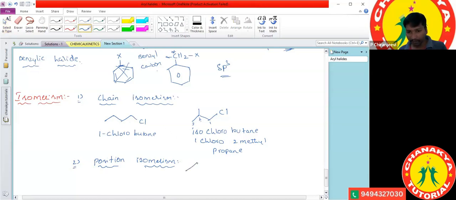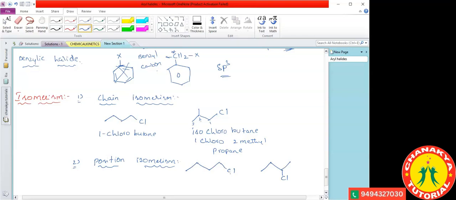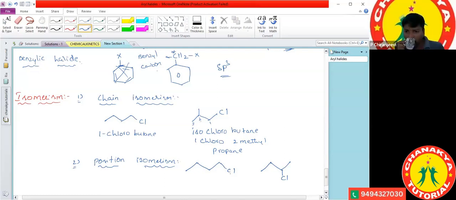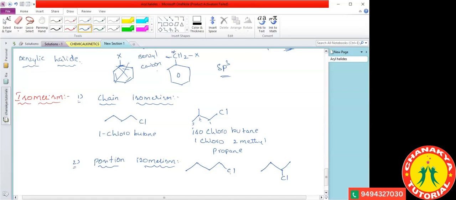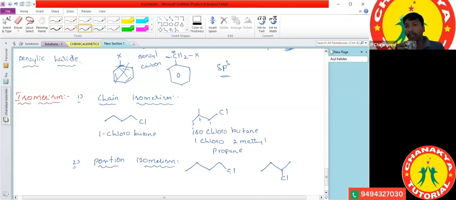Now, what example can we write here? We can write 1-chloro, and another one like this. Can any of you tell me the IUPAC names of the given compounds, and whether these two are examples of positional isomers or not? The first one is 1-chlorobutane, and the second one is 2-chlorobutane. 1-chlorobutane and 2-chlorobutane are examples of positional isomers.